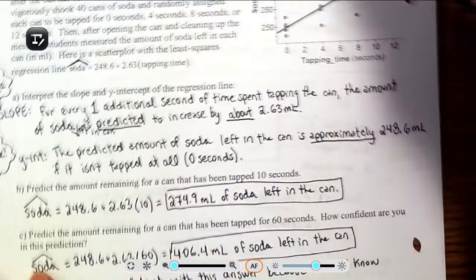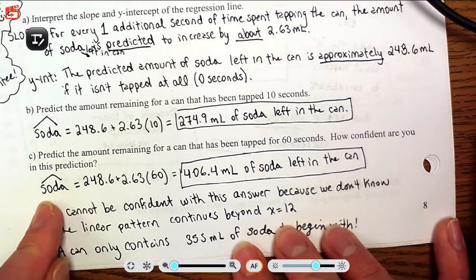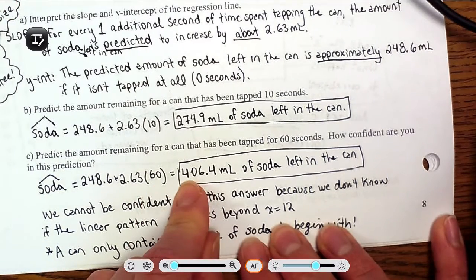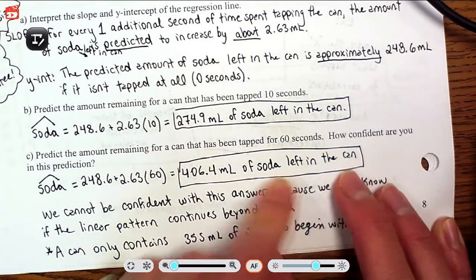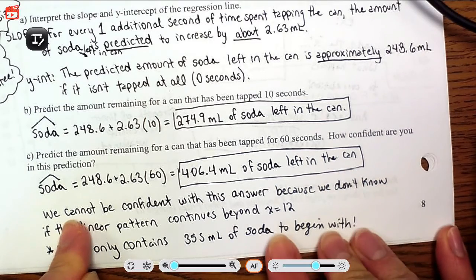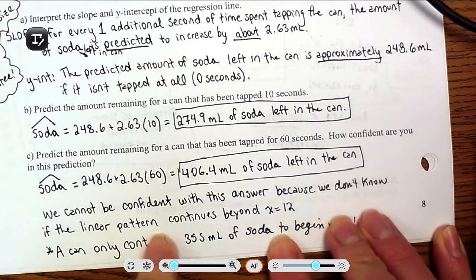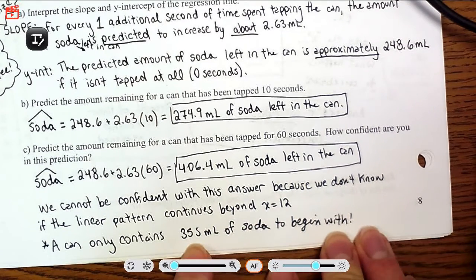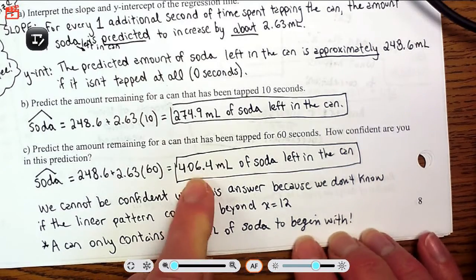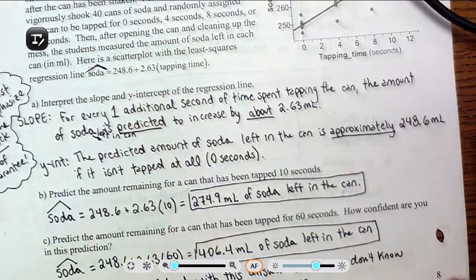Predict the amount remaining in the can if the soda had been tapped for 60 seconds, and how confident are you with this prediction? We would get 406.4 milliliters of soda left in the can after tapping for 60 seconds, but this seems weird. We cannot be confident with this answer because we don't know if the linear pattern continues past 12, and true, a can only actually contains 355 milliliters of soda. So of course tapping won't continue to make more and more soda appear in the can.